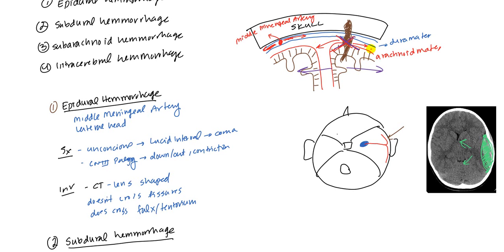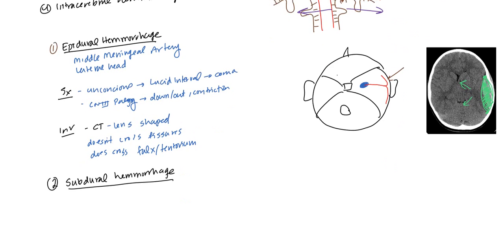Now, what predisposes you to this? Any type of brain atrophy. Because if you have brain atrophy, the brain is going to be much lower, and so the stress will be higher, and then more movement will cause it to rupture more easily.